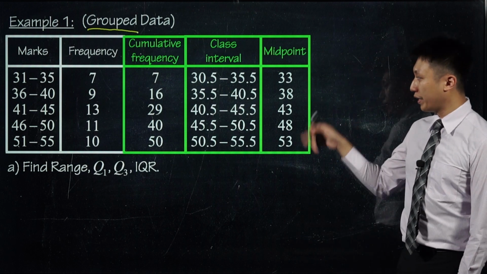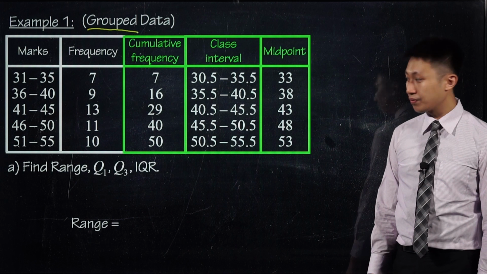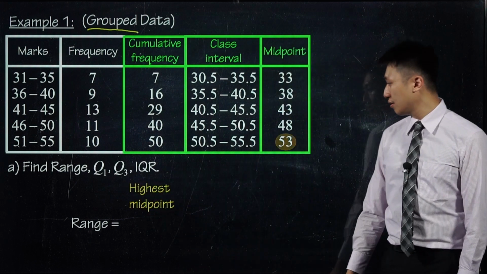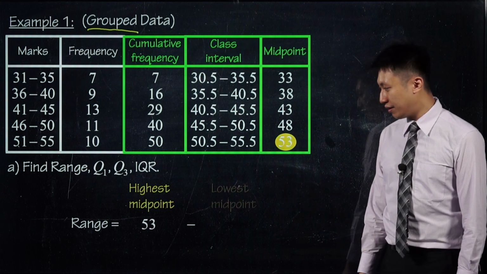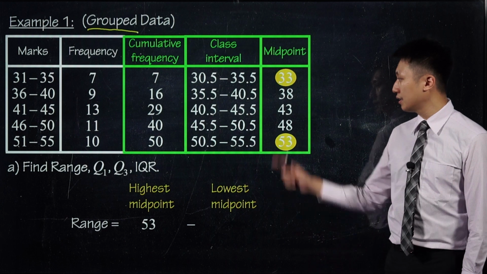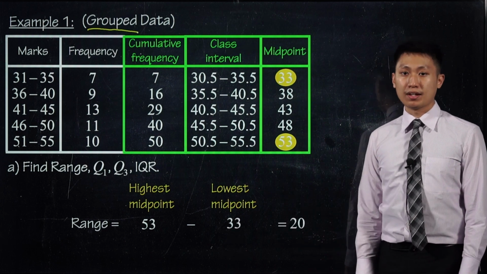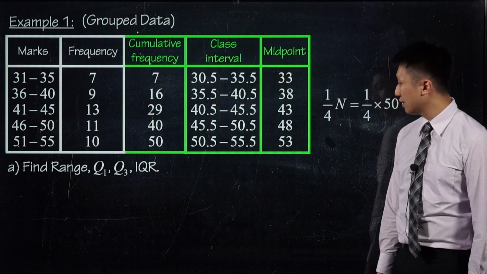All right, so we can start now. In order to find the range, it's the highest midpoint, which is this one, 53, minus the lowest midpoint, which is 33. So the answer will be 20. That's the easiest one. Let's move on to the next.